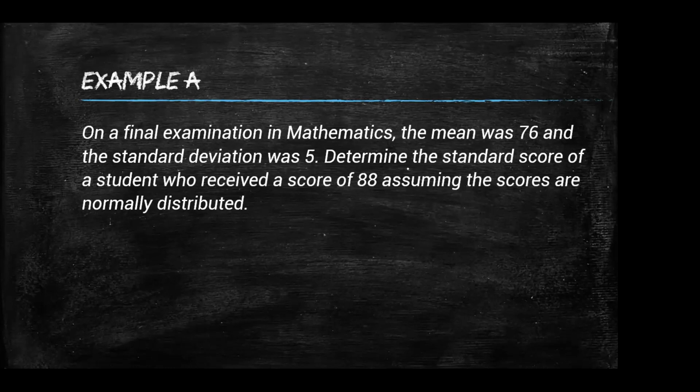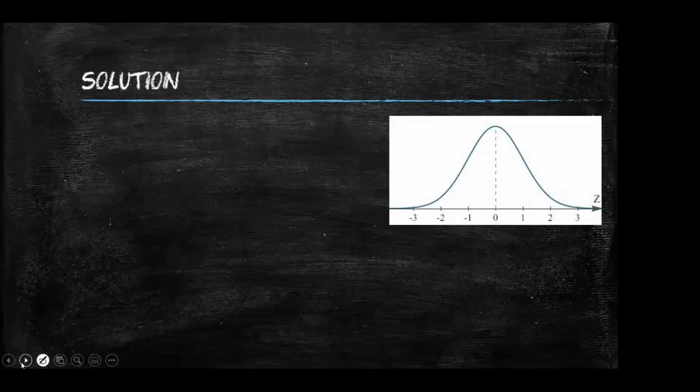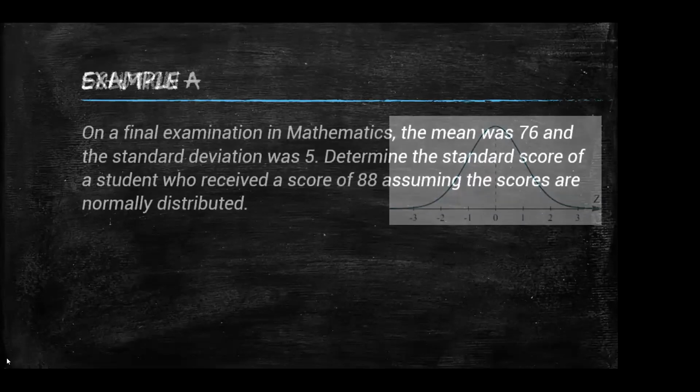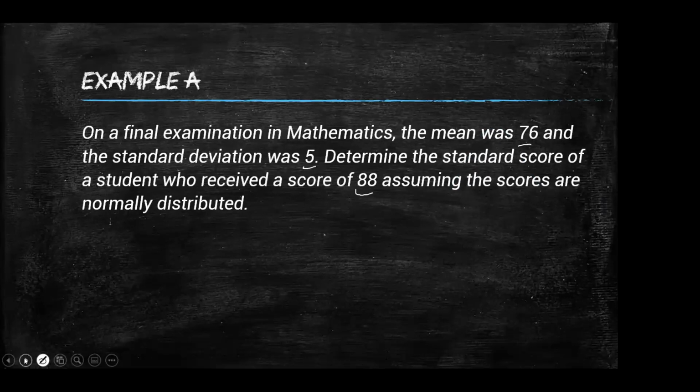In the exam in math, as computed, the mean and standard deviation were already given. The mean was 76, the standard deviation was 5. Determine the standard score of a student who received a score of 88. Remember the givens. I will not go through the four-step rule of problem solving of Polya, but I will simply write the given and how to get the answer.